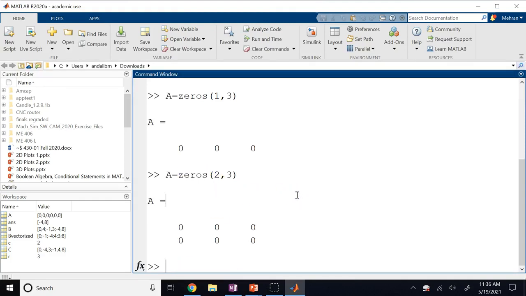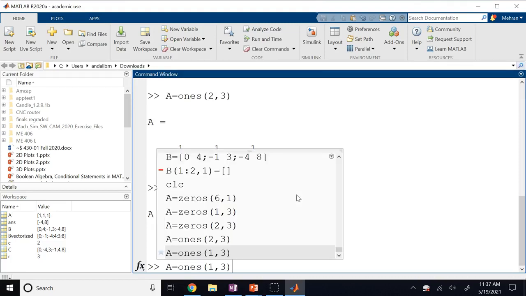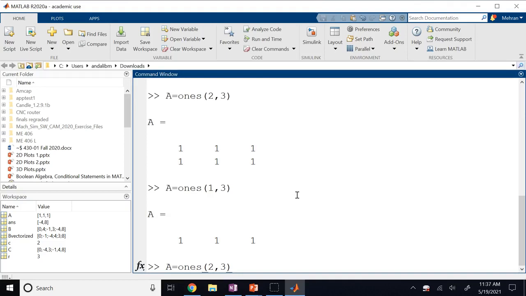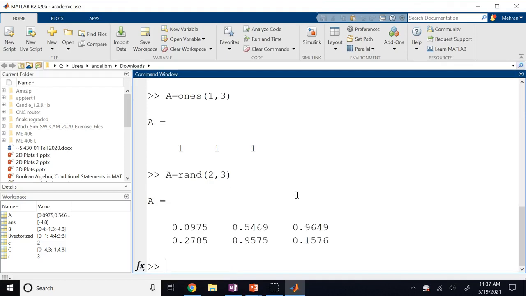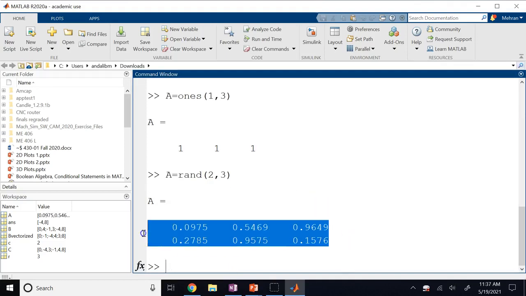If on the other hand you want all of these entries to be ones, you simply use the built-in command ones, okay? And it gives you as many ones as you want in any arrangement. So ones, zeros. Now sometimes you don't want a specific 0 or 1, you want some random numbers. So let's say I want a 2 by 3 matrix of random numbers. Then the command you use is called rand. Okay, that's one of the commands, not all of them. And it gives you a bunch of random numbers.